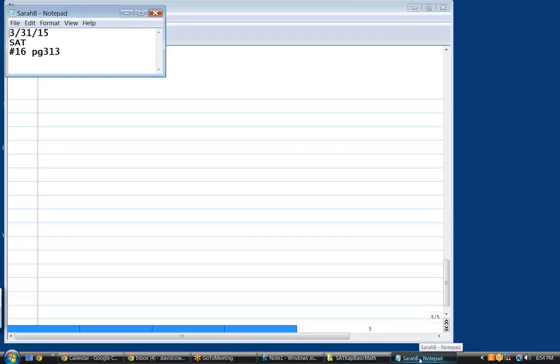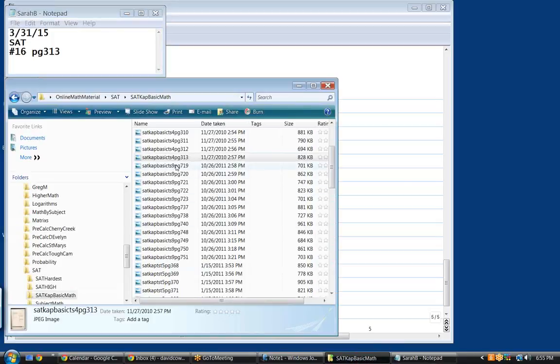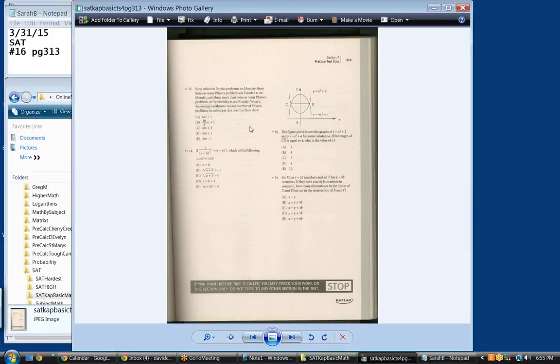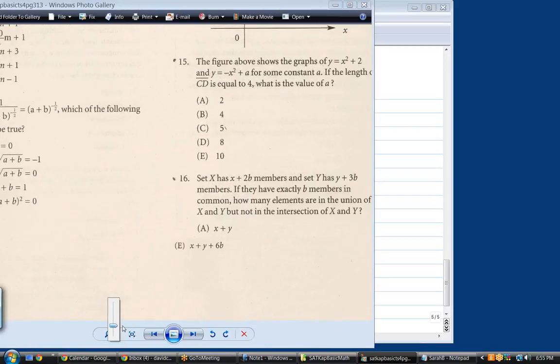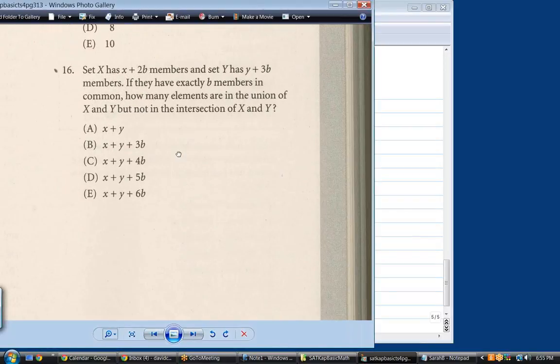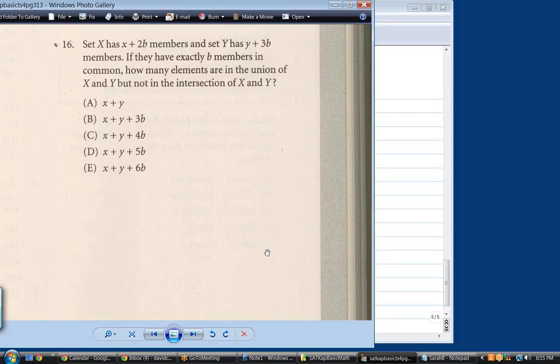We ended the last test, which was test 4. Question 16 was the last question there. And we've done that one. It was a Venn diagram problem. Number 16. And let's just review that because these are some of the hardest problems on the test, the Venn diagram problems.